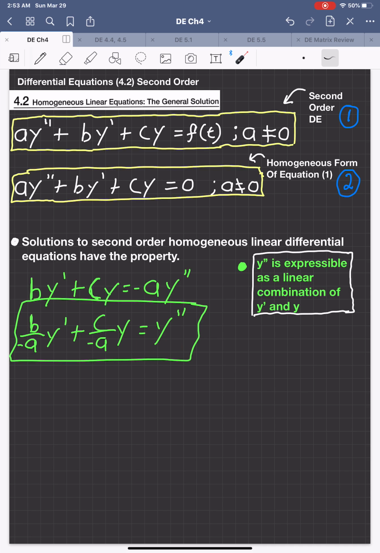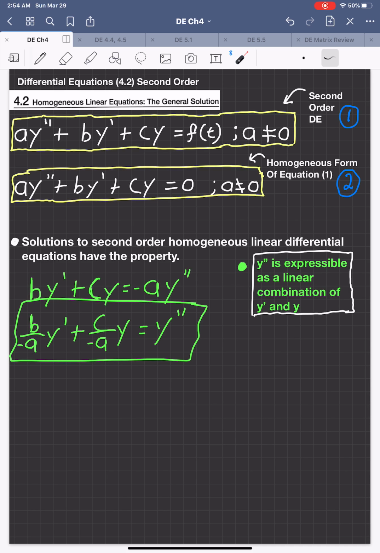Well, that is the property that I'm talking about here. The solutions to these second order homogeneous linear differential equations have a special property, if you will, and that property is that the second derivative is expressible as a linear combination of the first derivative and the zeroth derivative. Now the zeroth derivative just means y, right? You didn't take a derivative yet.